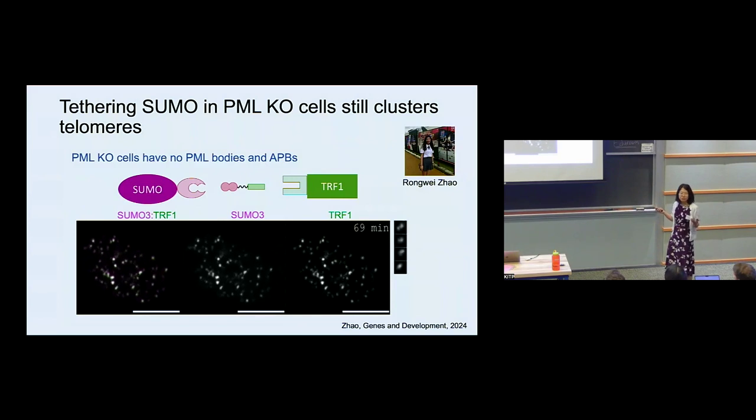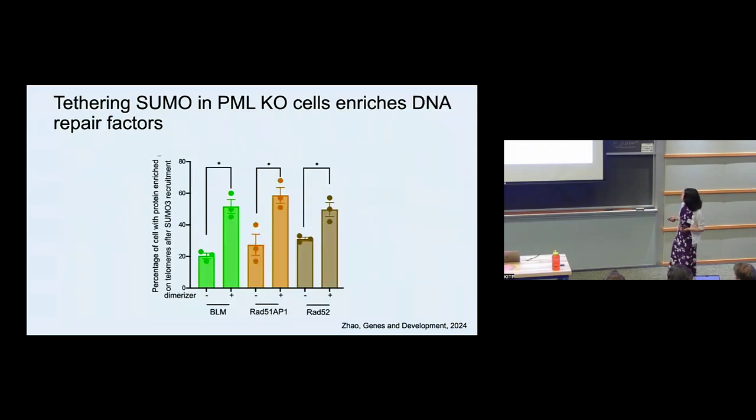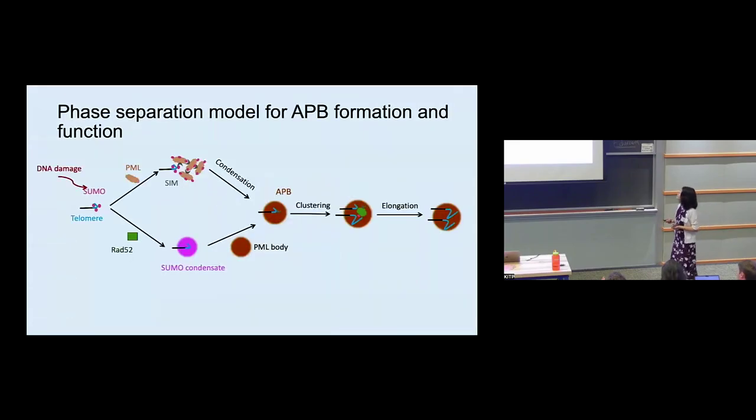So PML still is very important, even for this kind of artificial system. And we can see the enrichment of DNA repair factors without PML, and we look at helicases like BLM, RPA, RAD52, AP1, lots of them can be enriched. And that means it is the DNA repair factors that can be enriched on the stimulated telomeres to cause the telomeres to be sticky to PML bodies and allow them to fuse with PML bodies.